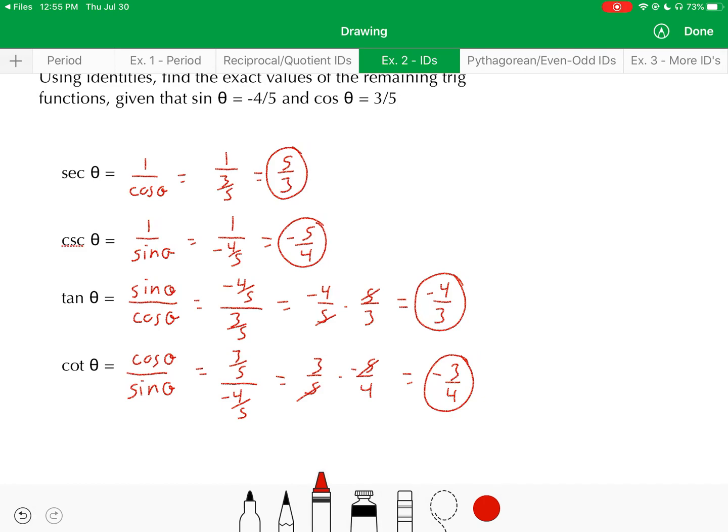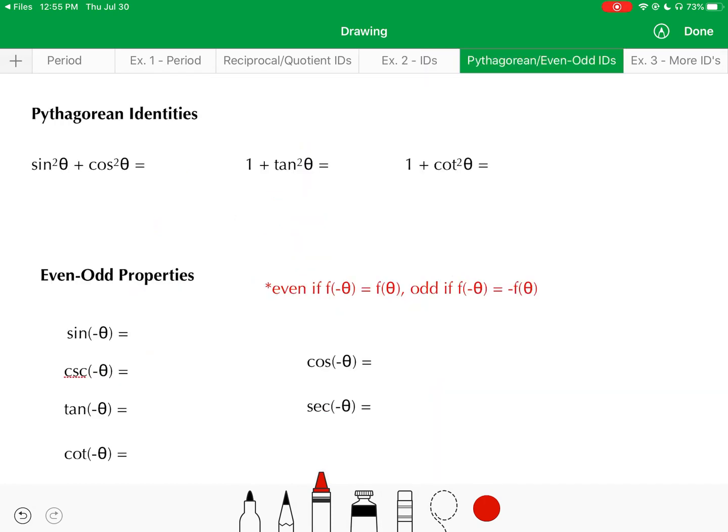All right, moving forward. Now let's look at Pythagorean identities, okay? There are three main Pythagorean identities, and if you know the first one, you should be able to derive the other two pretty quickly, okay? So let's say I am working with sine squared of theta plus cosine squared of theta. All right, now understand the notation there.